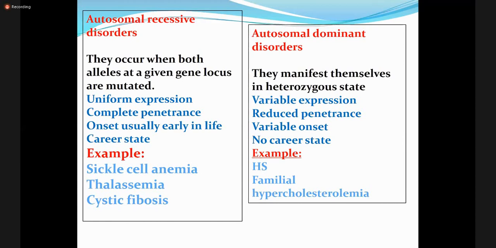For example, Down syndrome was trisomy 21, and there was Edwards syndrome and Patau syndrome. These were the trisomies involving the autosomes. Then we studied the cytogenetic abnormalities involving the X chromosome. But for structural defects, like a deletion, the gene which is deleted is more important. Then we have patterns of inheritance: autosomal recessive disorders, autosomal dominant disorders, point mutation related and deletion related. They occur when both alleles at a given gene locus are mutated.